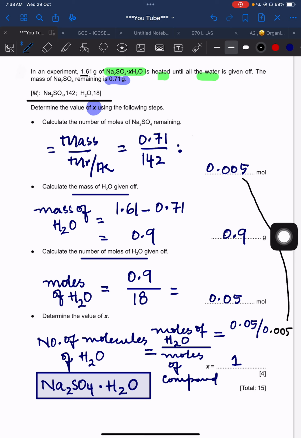Okay, please don't get upset about this. This is this, whereas this is this. So the answer will become 10, 10 water molecules. So it is Na2SO4·10H2O, with 10 water molecules as water of crystallization in this compound.